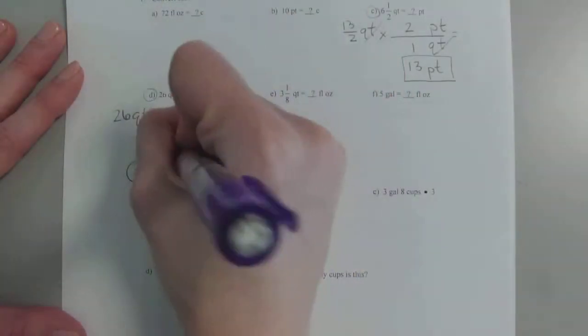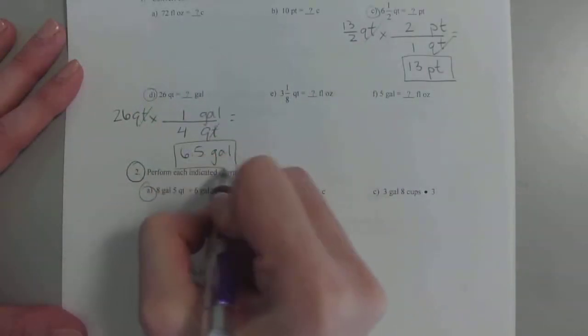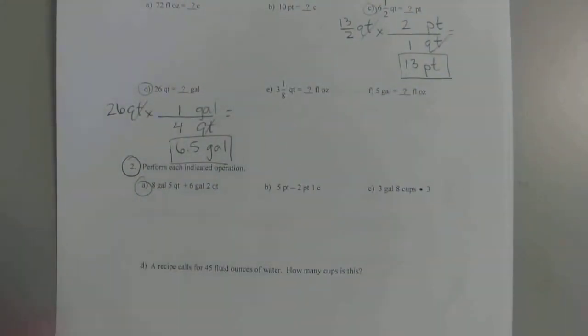All right, so when you do this, guys, how many gallons do we end up getting? 6.5 gallons. Which would definitely be a downsize as far as plastic and whatever you're using, because 26 versus 6.5 is a lot easier.